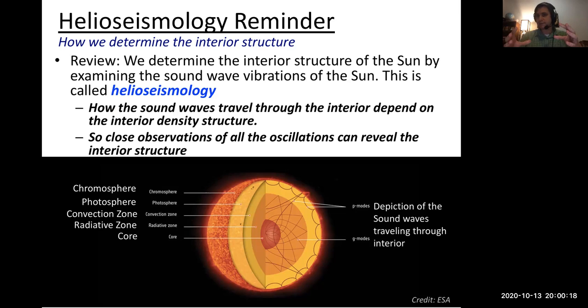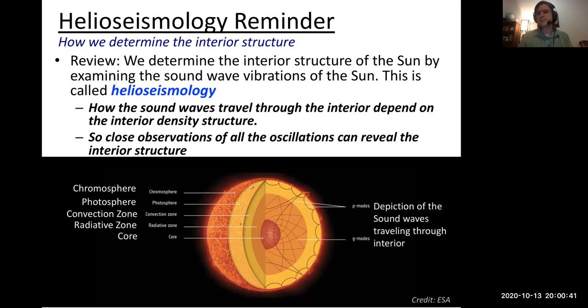sound waves, a type of pressure wave throughout the sun, which, the sun being a nice spherical object, all of these vibrations and oscillations settle into a nice pattern in the sun of a whole lot of different frequencies, a whole lot of different vibrations. The sun is ringing like a bell.